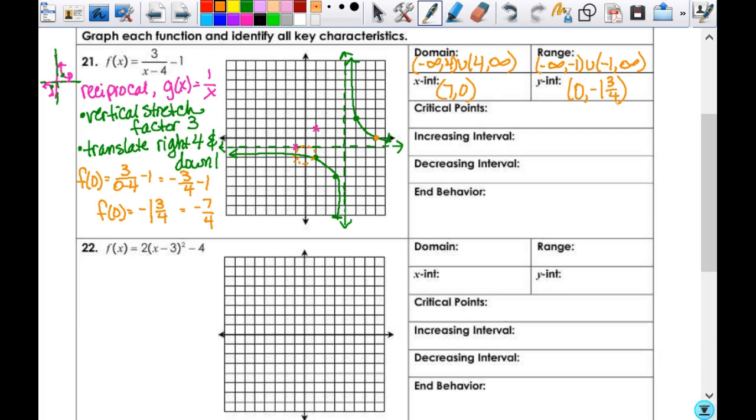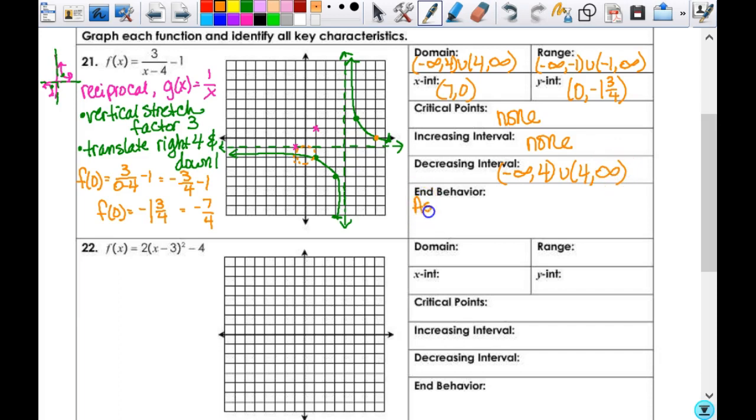Okay, critical points include my maxes, my mins, and my points of inflection. I have none. Increasing, well, it's decreasing here, it's decreasing the whole time, so it's none. And then it's decreasing from negative infinity to 4, union 4 to infinity.